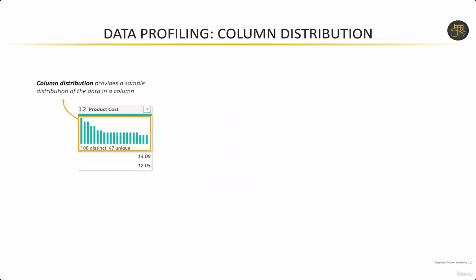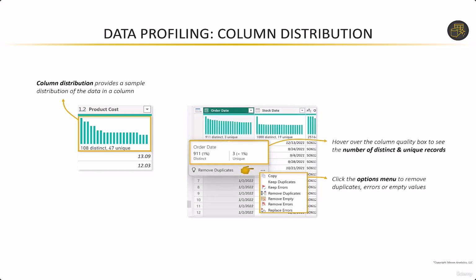Another profiling tool is column distribution, and this provides a sample distribution of the data contained within a column. Very similar to column quality tools, we have the same types of contextual menu options that help us clean up and sort out error or duplicate values that may be contained within the column.